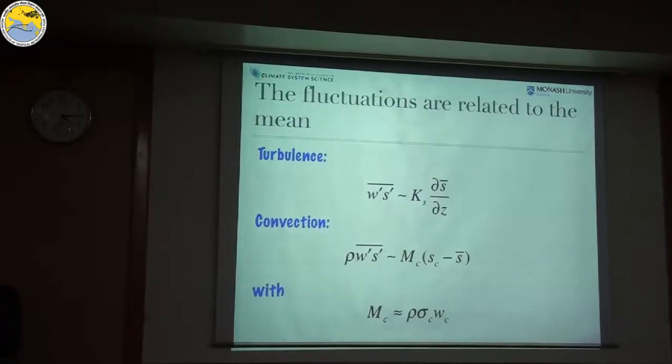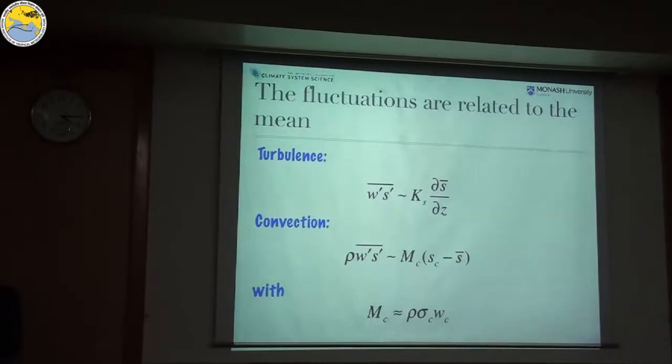So then the next assumption that we are making in parameterization is that somehow we can relate these fluctuations to the mean state. And the most traditional way of doing this is in turbulence closure, where you say the turbulent flux of variable S is related to the vertical gradient by some constant. And then this constant isn't really constant, it depends on stability, all sorts of things. But it's this very simple idea that this fluctuation is related to the mean.